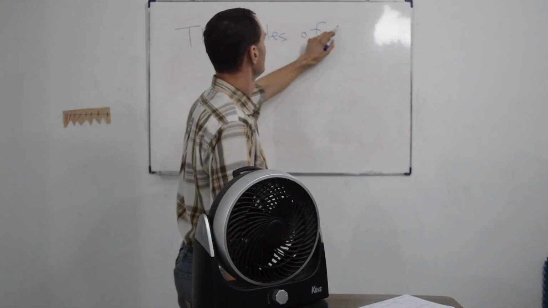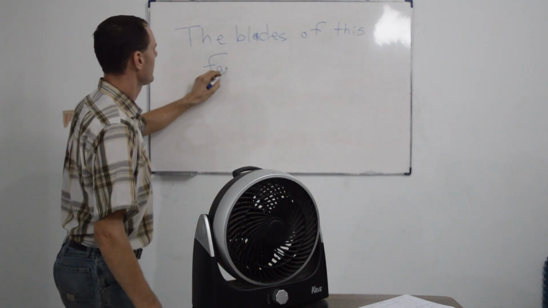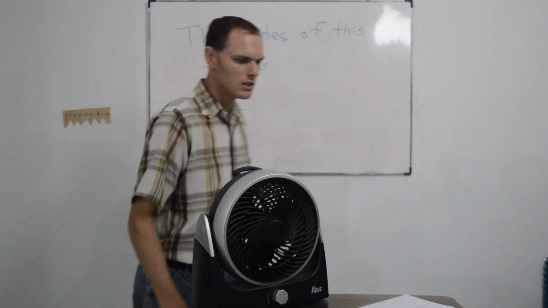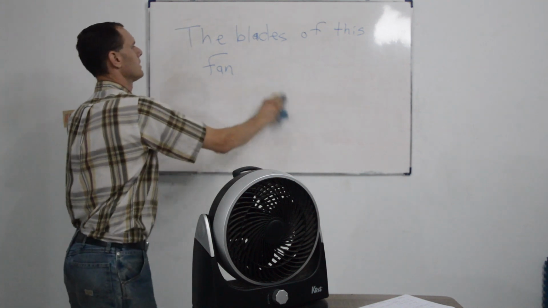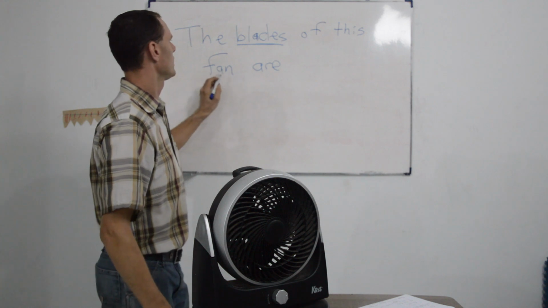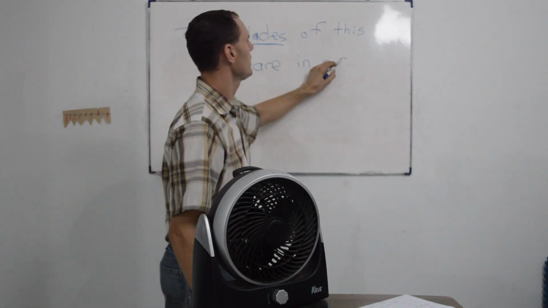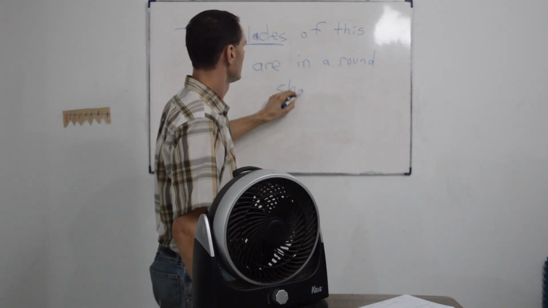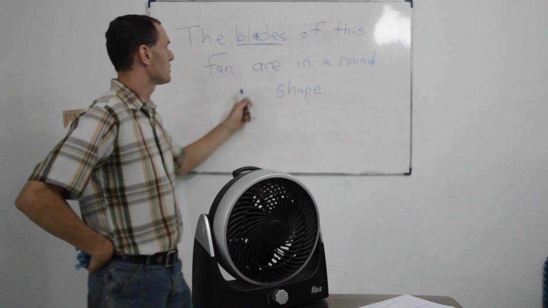of this fan is the blades. Sorry, the blades are, because we have a subject which is plural. So the blades of this fan are, let's say, in a round shape. Okay, now don't be confused about in a round shape.